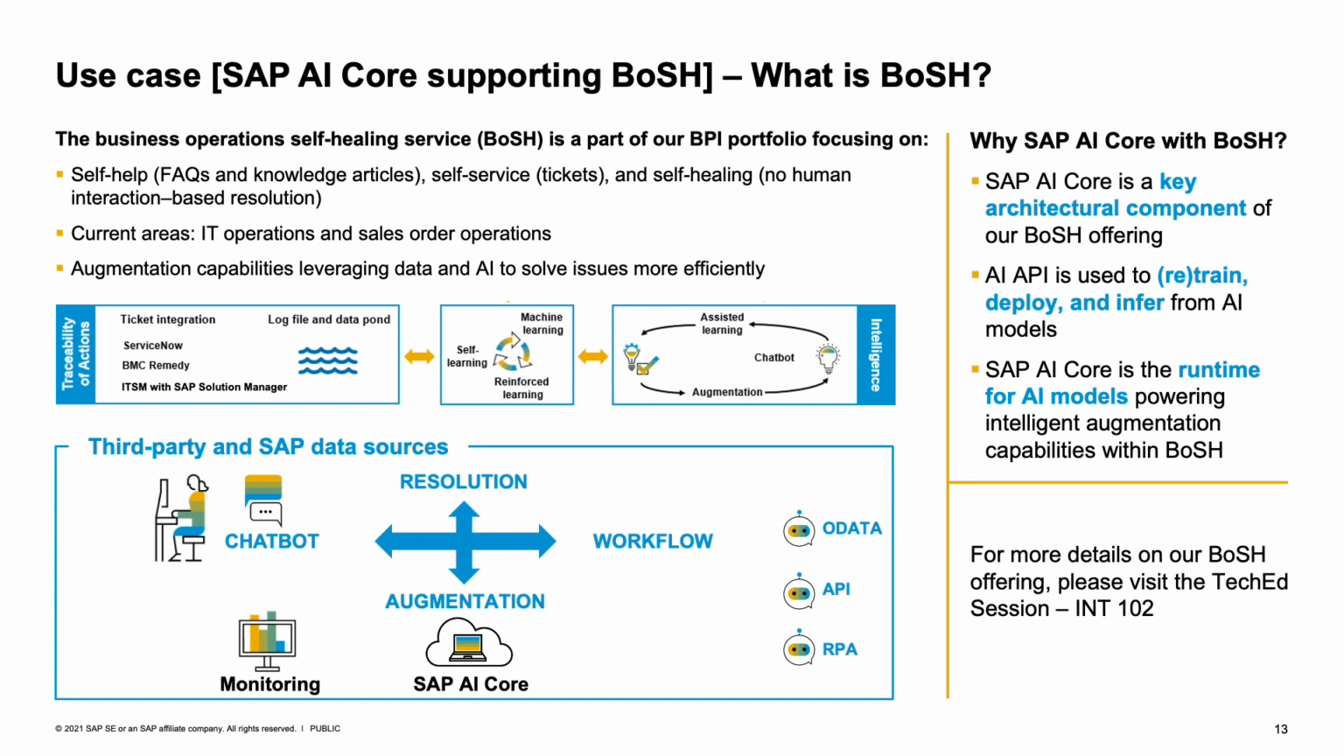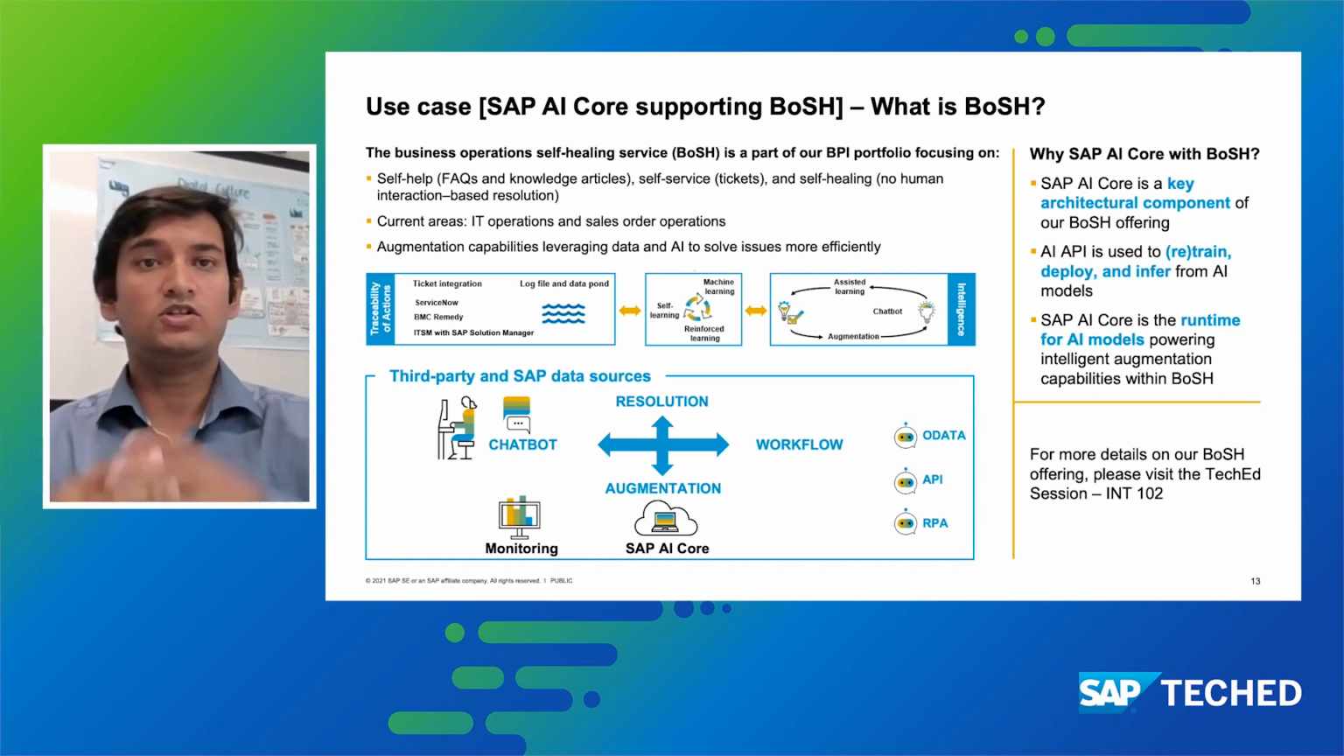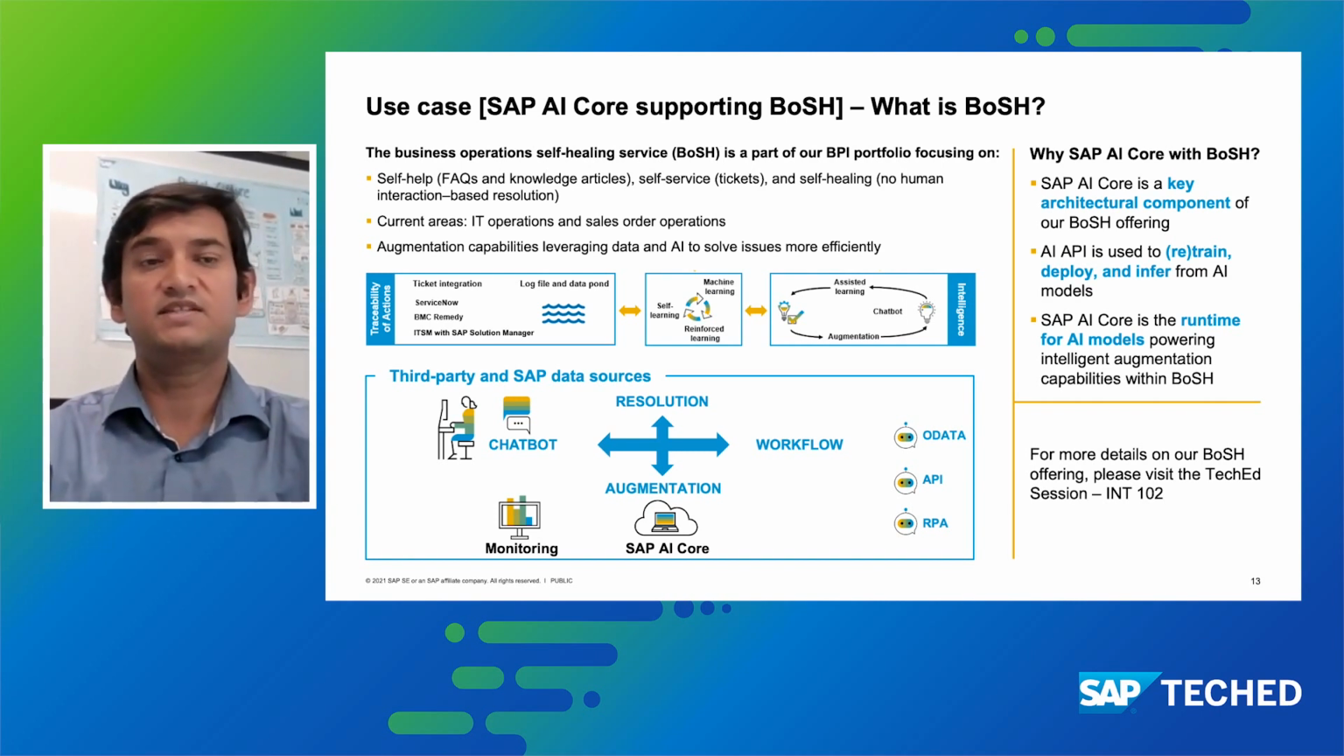One of those specialized offerings is what you see here. It's called Business Operations Self-Healing, or BOSH, which is part of our Business Process Intelligence portfolio. The offering focuses on IT and business operations automation, with the first areas being around sales order automation. Probably most of the audience is already familiar with concepts around self-help and self-service mechanisms around issue resolution. And BOSH applies AI to augment this with a self-healing component as well as improve self-service aspects.